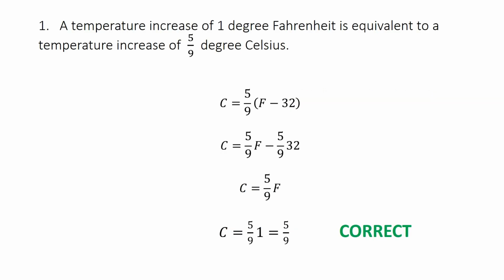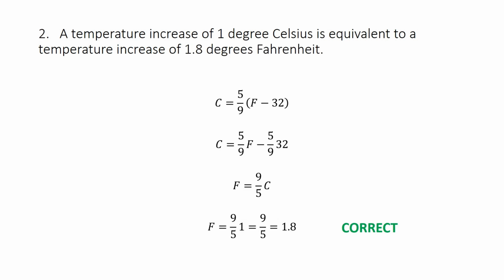Think of the equation as an equation for a line, y equals mx plus b. You can see the slope of the graph is 5/9, which means that for an increase of 1 degree Fahrenheit, the increase is 5/9 of 1 degree Celsius. This is equivalent to saying that an increase of 1 degree Celsius is equal to an increase of 9/5 of a degree Fahrenheit. Therefore, statements 1 and 2 are true.